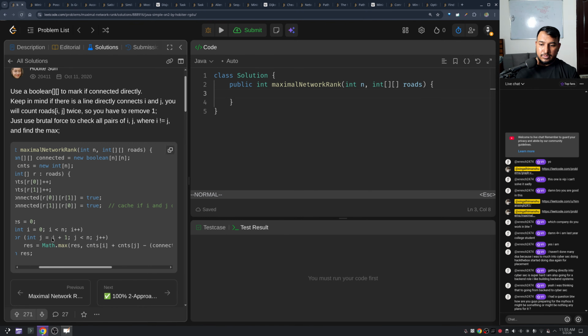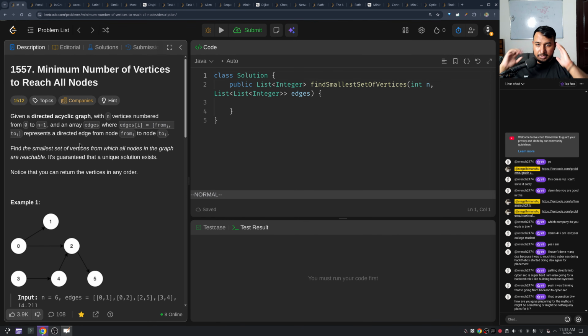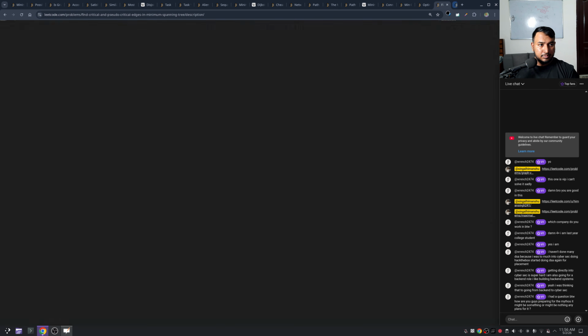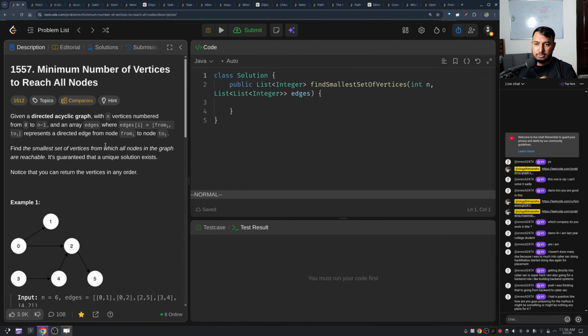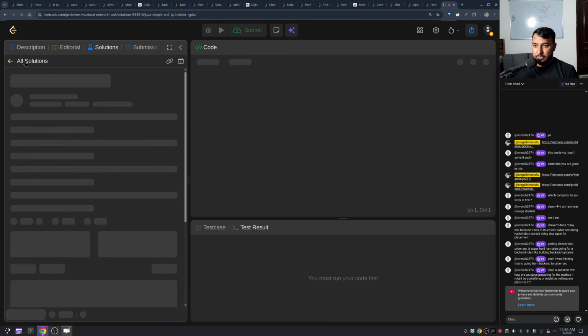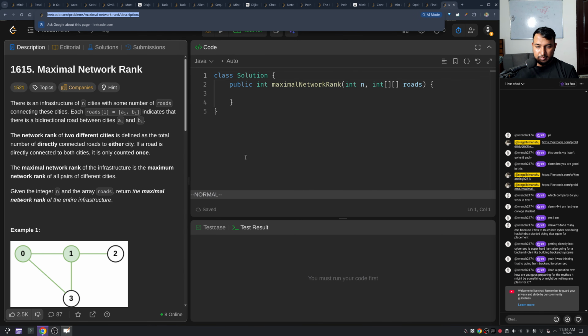I don't like this question, to be honest. I'm going to skip it, and we are going to probably move this to the end. Or else skip this one and do the next question. This is a hard question. Let me check. Yeah. So the next question is minimum number of vertices to reach all the nodes. So what I want to do is solve this problem later on.